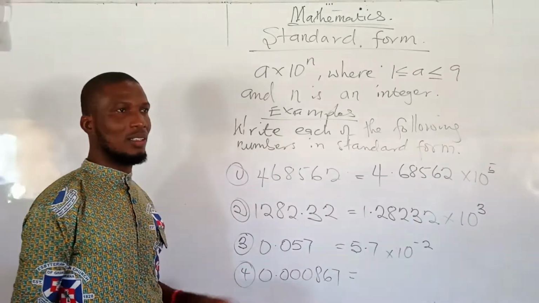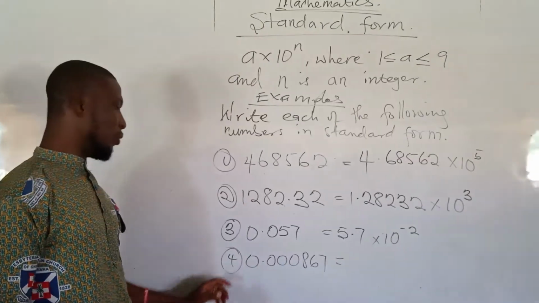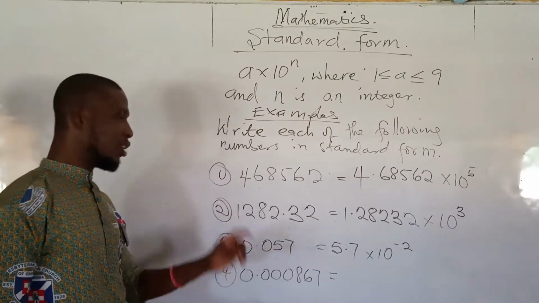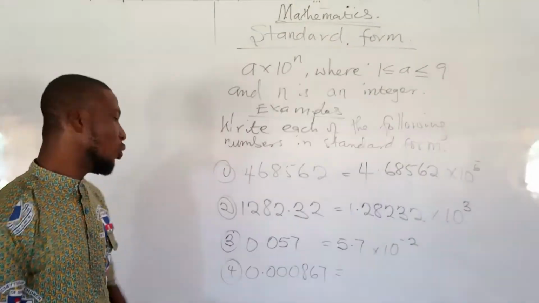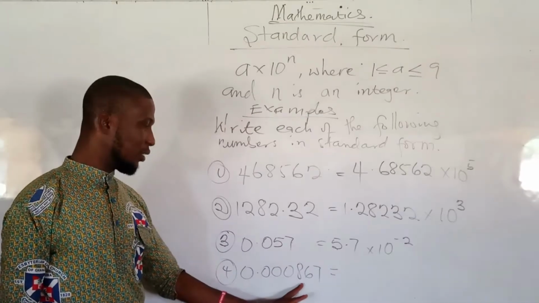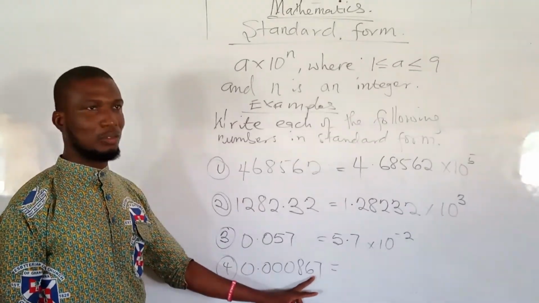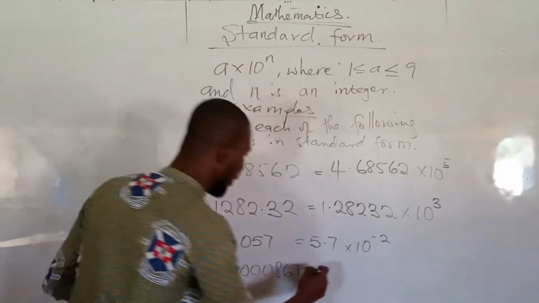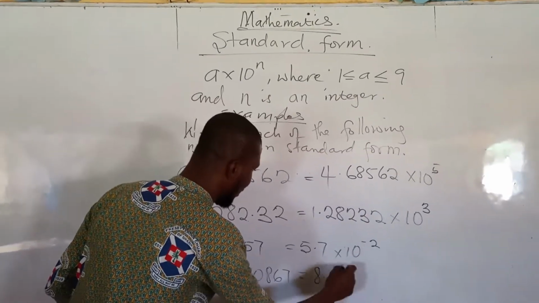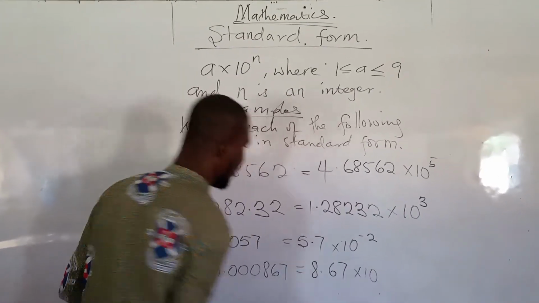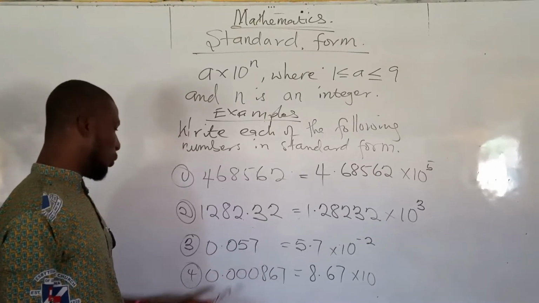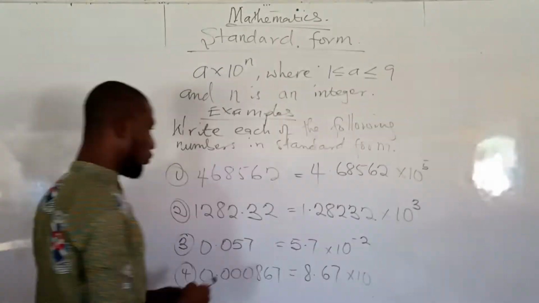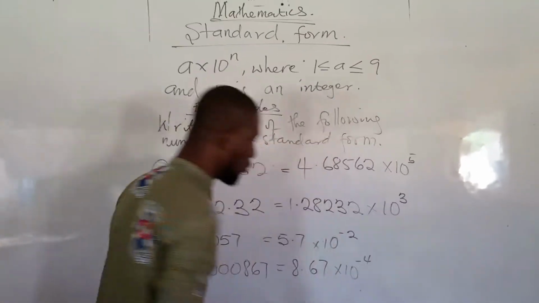We take the very last one on this, which is number 4. We have 0.000867. The same aim. We are moving the point to come between the first and the second significant figures, which are 8 and 6 respectively. So that is going to give us 8.67 times 10. Then how many times did we move the point? 1, 2, 3, 4 times. We have moved the point 4 times, so it will give us 10 exponent negative 4.